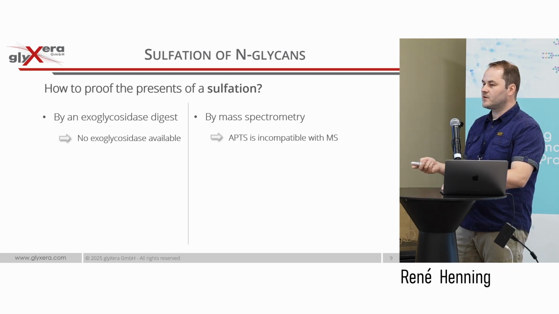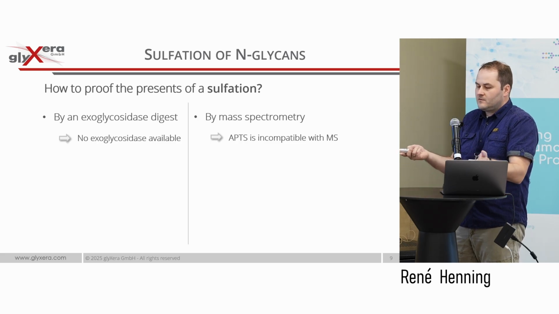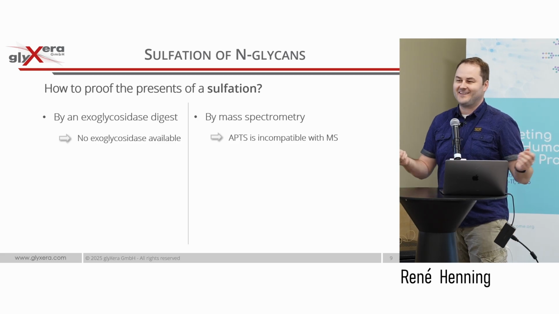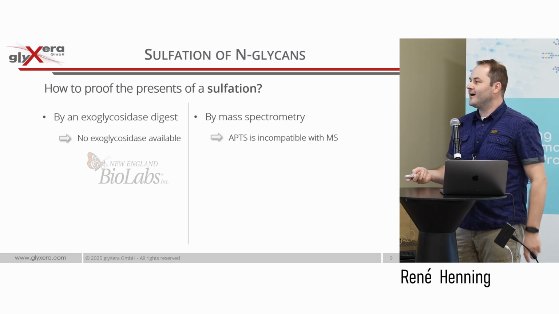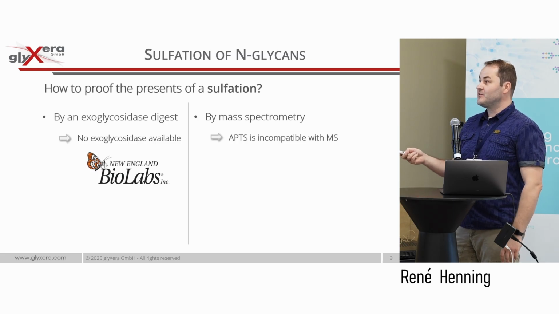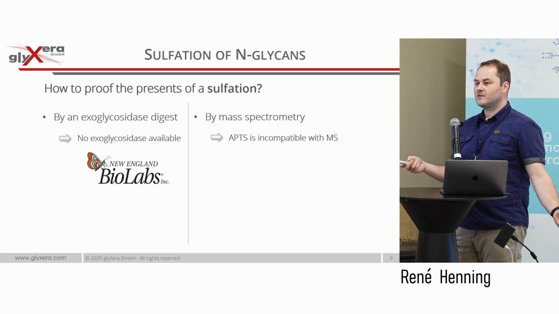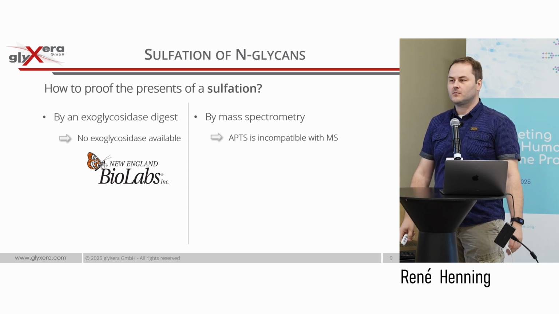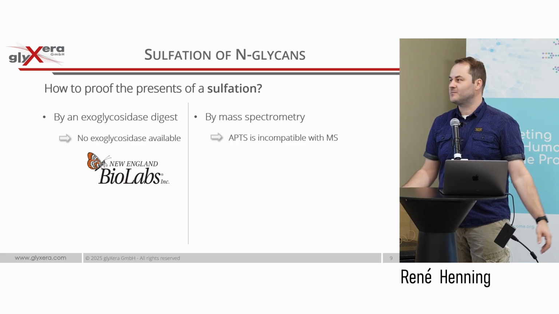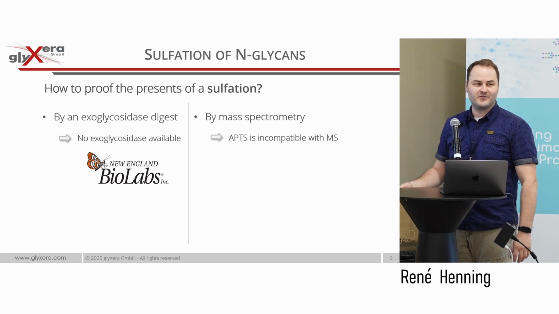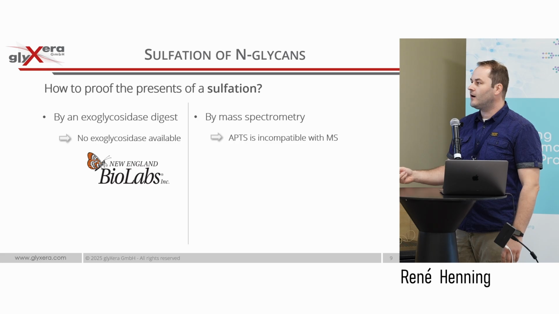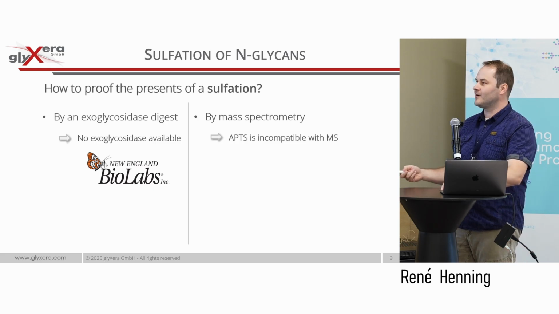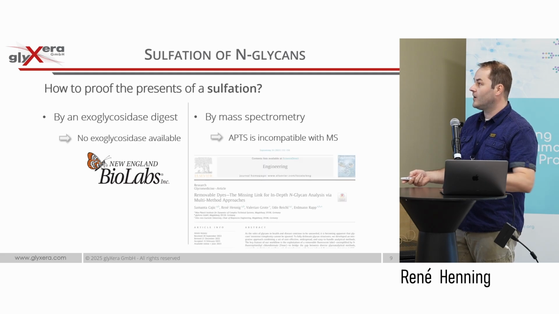So we had a problem. We knew somehow that it was a sulfation, but we could not prove it. If we would publish something, everybody would say, nice try. But the lucky thing was, New England Biolabs came to us and said, if you would like to have an exoglycosidase, which one would it be? And we said, sulfatase, of course, because we want to find out if it's really sulfation. So they said, we can try it. Later on I will come back to this topic, but they were quite successful.